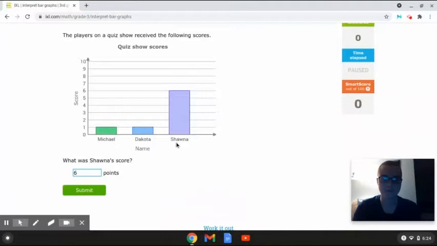So the answer for this problem, as I said, is 6, because we took a look at the bar graph and counted up 6 points for Shauna, so therefore Shauna scored 6 points. And that is how to solve this problem. So I'm going to be doing a couple more with you guys.